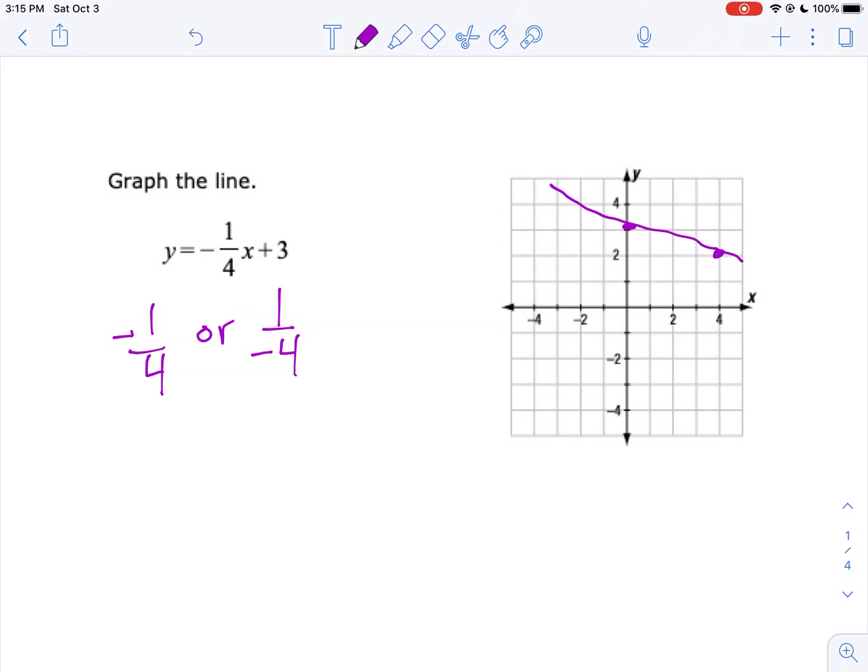And that's what our graph looks like. Or we could go up 1 and to the left 4. My line is off a little bit here, you can see, but that's because I drew it by hand. So the important thing to remember about a negative slope or a negative fraction: either the numerator is negative or the denominator is negative, but not both. If they're both negative, that would make it positive, and that's what you graphed.